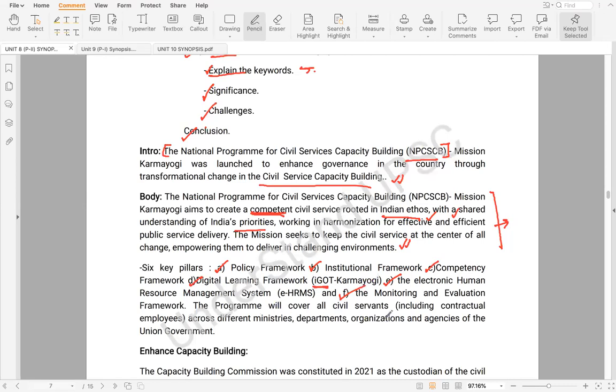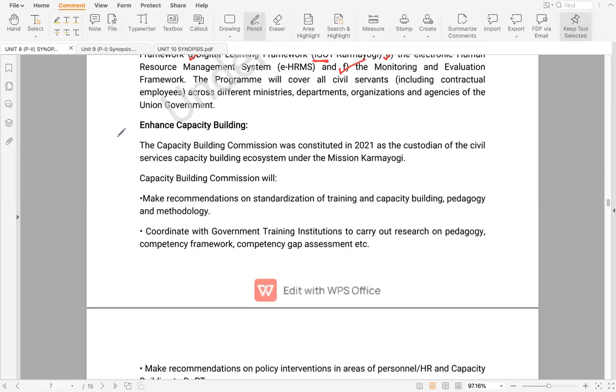The program will cover all civil servants, including contractual employees across different ministries, departments, organizations, and agencies of the Union government. How are we trying to enhance the capacity building? The Capacity Building Commission, which was constituted in 2021 as the custodian of the civil services capacity building ecosystem under the Mission Karmayogi, will do the following.